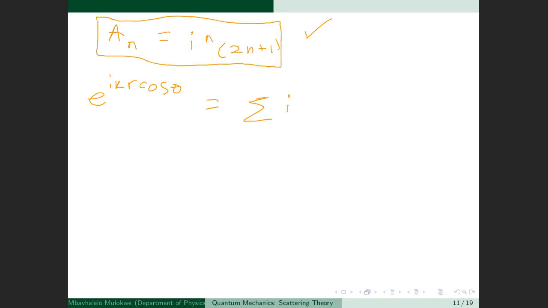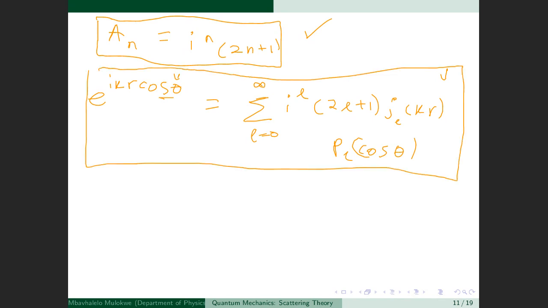So just let me use l from 0 to infinity, i^l (2l plus 1). We still have j_l(kr), and then the only thing, usually it's going to be a spherical harmonic, but because it doesn't depend on phi, we just put P_l(cos theta). This is the expression that we're going to use.